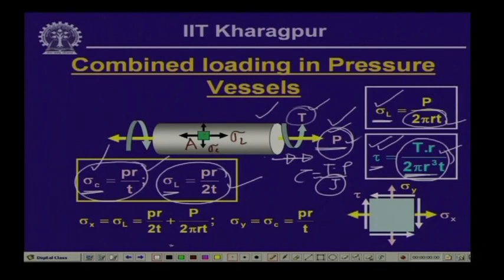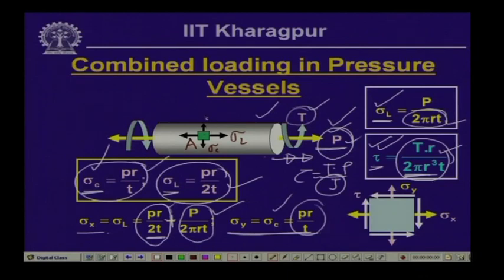So, the total normal stress that you have in the x direction is the contribution of the internal pressure, plus the contribution of the external pull. This will be the total stress in the x direction, and in the y direction we have the circumferential stress which is equal to P r by t. So, that is sigma y, and in addition to that we have the shearing stress which is indicated over here. So, this particular element now is subjected to sigma x, sigma y and tau.